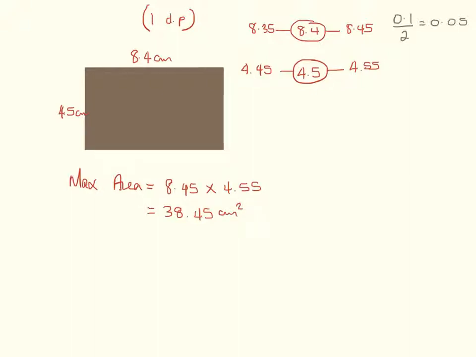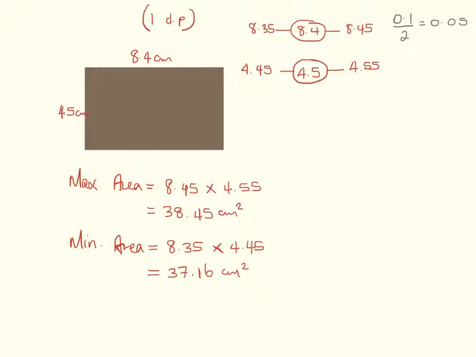I have rounded it because it was 4475, but we'll round it to 2 decimal places. Okay, so now our minimum area would be multiplying the two smaller values, the two minimum values here, or the two lower bounds. So this will give us 8.35 times 4.45. Once we multiply those, we get 37.16 to 2 decimal places centimeter square.